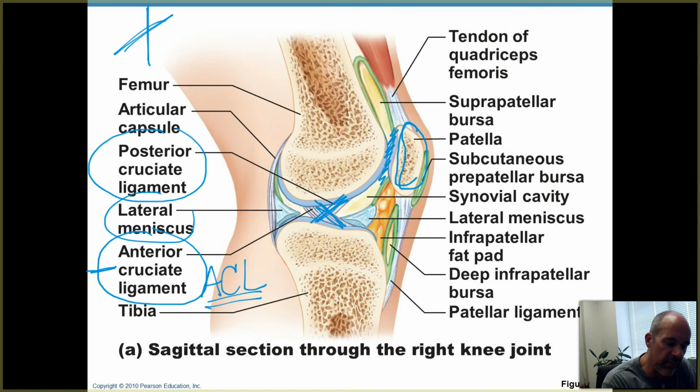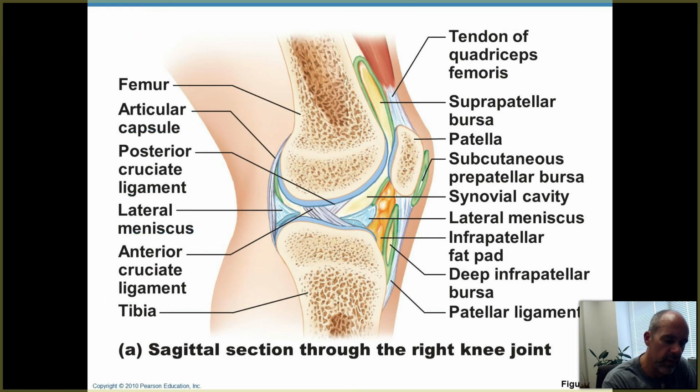And notice you've got a couple of bursae here. Let me erase what I've already drawn on there. You have a bursa right here that sits over the patella. That's called the subcutaneous prepatellar bursa. So if we think about the language there, subcutaneous, remember cutaneous can refer to the skin, so it's beneath the skin, like the subcutaneous layer or the hypodermis. Prepatellar, so before the patella, so in front of the patella.